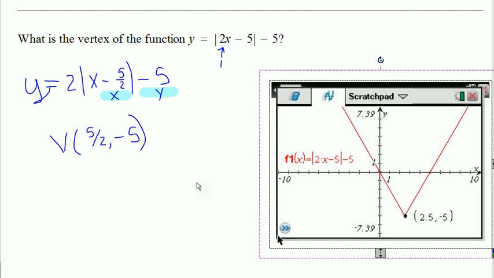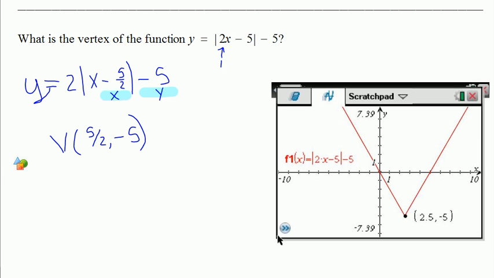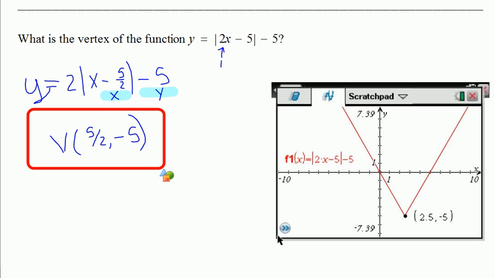If I want to check my work, I could pick up my calculator and open the scratch pad and graph this function. Just say f1 or whatever function I have available. f1 of x is equal to the absolute value of 2x minus 5 and then minus 5. And then go ahead and use the analyzer and find the minimum value of the graph, because the minimum value would give me the lowest point, and in this case this parabola opens up, so its lowest point would be the vertex. And note that the vertex is 2.5, which is the same as 5 halves, comma, negative 5. So I've got this problem worked and checked, so my final answer is my vertex is at 5 halves, comma, negative 5.